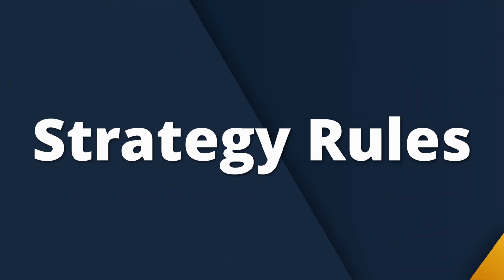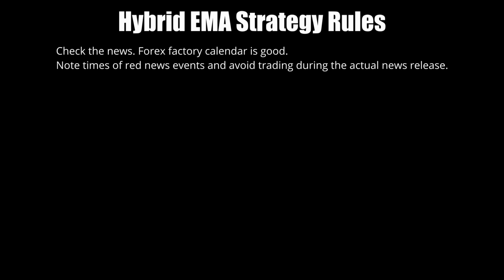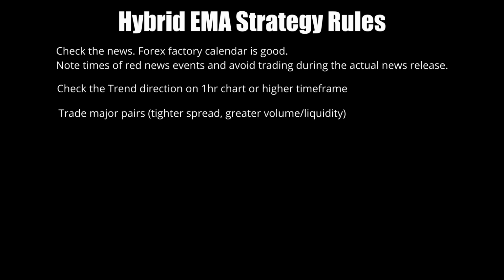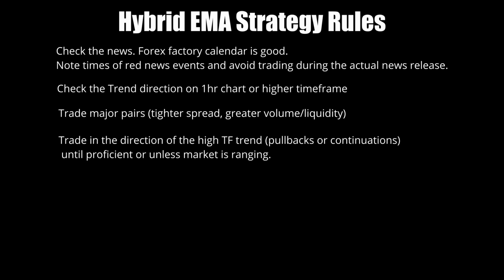Here are the rules of the strategy. Check the news of the day. Forex Factory calendar works well for this. Note times of red news events and avoid trading during the actual news release. Check the trend direction on a 1 hour chart or higher time frame. Trade major pairs, they've got a tighter spread and greater volume. Trade in the direction of the higher time frame trend, either pullbacks or continuations, until you're proficient with the strategy, or unless the market is ranging.